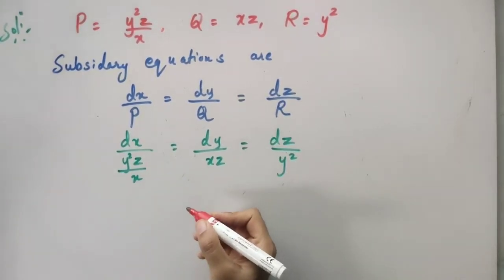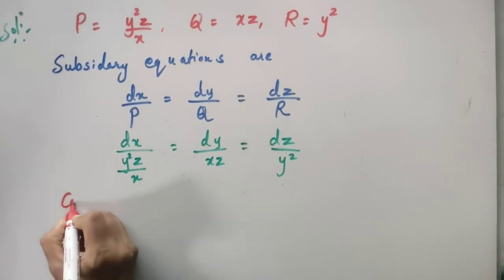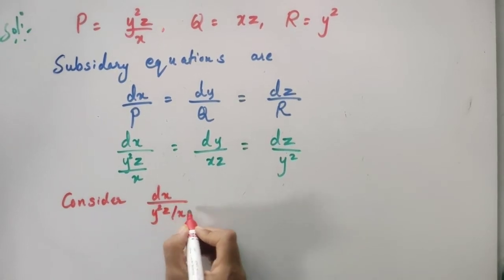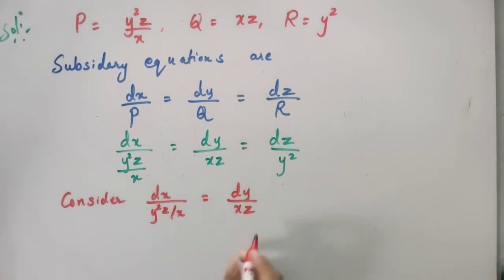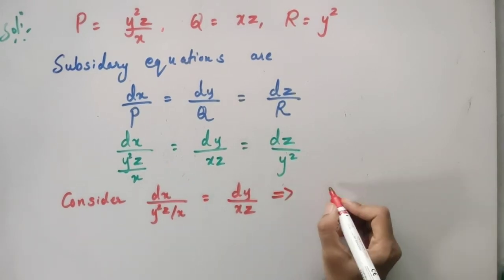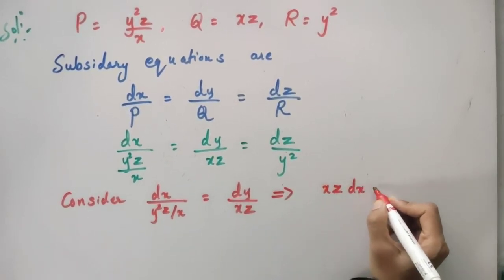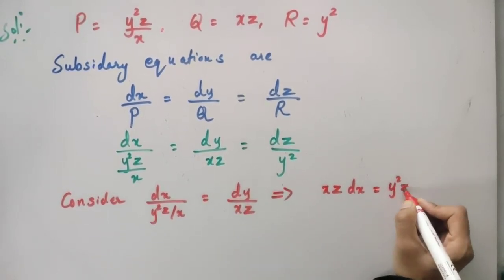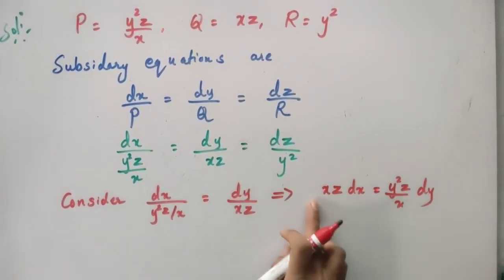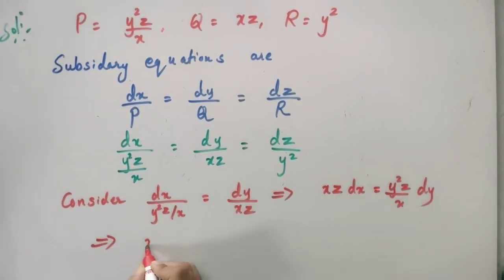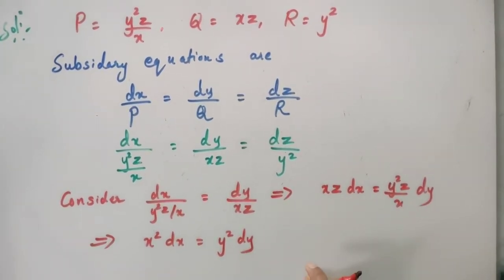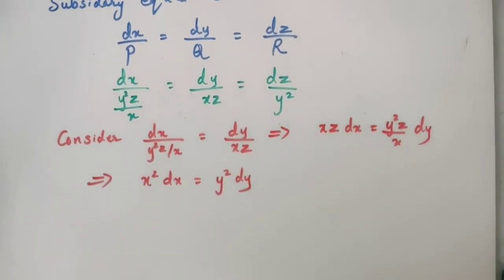If I consider the first two terms, dx divided by y square z divided by x is equal to dy divided by x into z. Now cross multiply the terms. This implies, you can write this as x into z dx is equal to y square z divided by x into dy. Now z and z get cancelled. This x comes to the left hand side. So this is as good as writing x square dx is equal to y square dy. You see z and z are getting cancelled, and the variables are nicely separated.